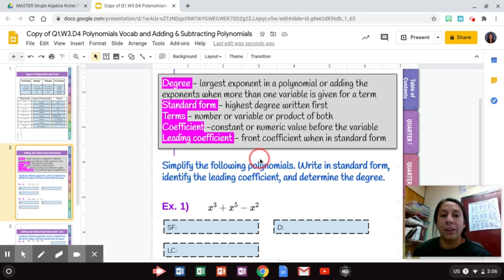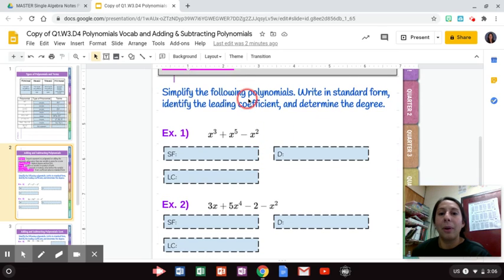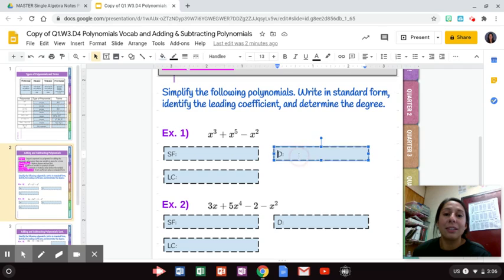Okay, so here for example 1, simplify the following polynomials. Write in standard form, identify the leading coefficient, and determine the degree. So I went over degree first, so we'll just go ahead and put that here. The degree is your highest exponent. So which exponent is the highest out of the 3, the 5, and the 2? Obviously the 5. So the degree of this polynomial is degree 5.